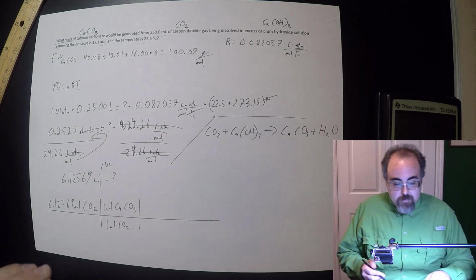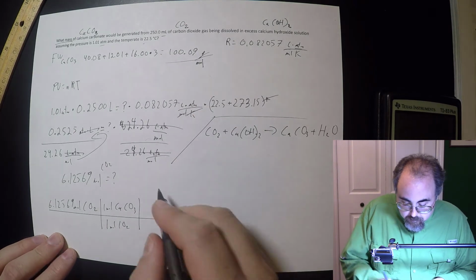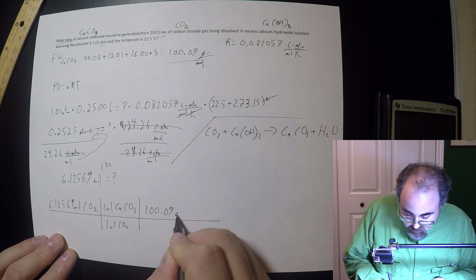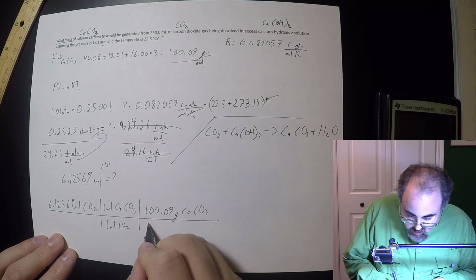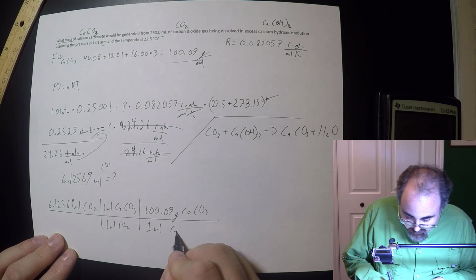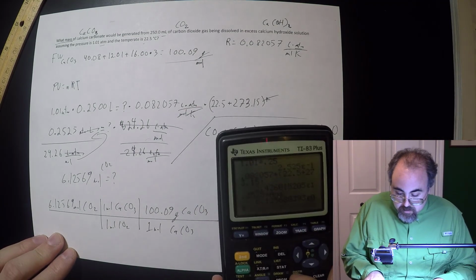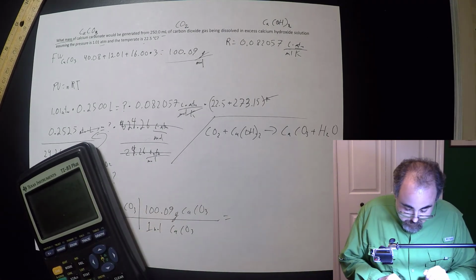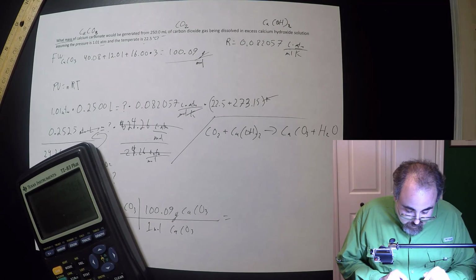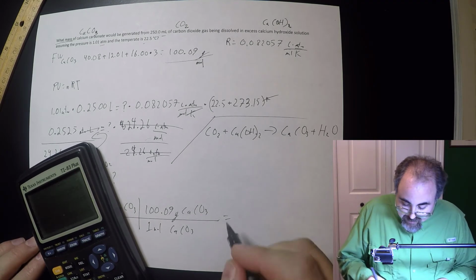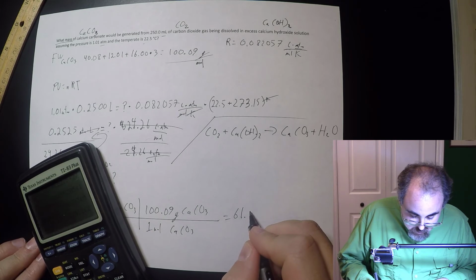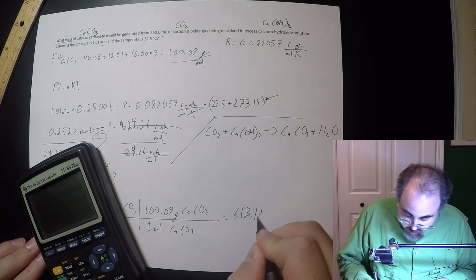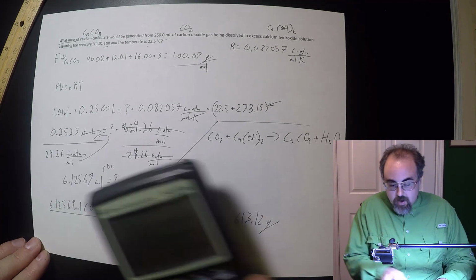Okay, and then afterwards, I'm going to bring in that formula weight that I worked up earlier. So I'll say, okay, that is 100.09 grams CaCO3 for every 1 mole CaCO3. And then I'm going to type this in the calculator. Obviously, I'm not actually going to type that in the calculator because, you know, it's 1 to 1. So I'm going to times that by 100.09. That gives me 613.12 grams.